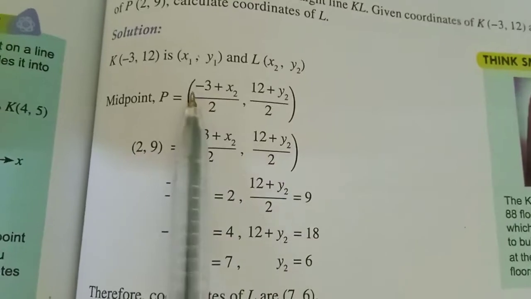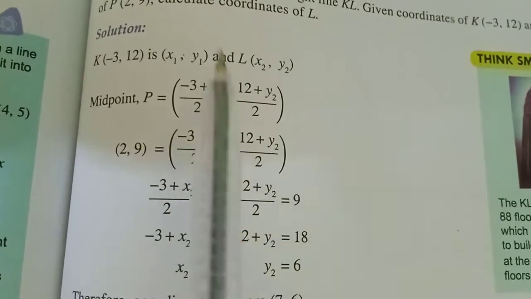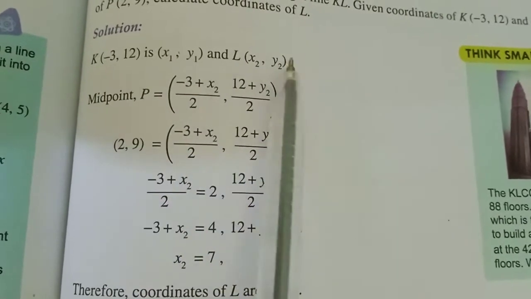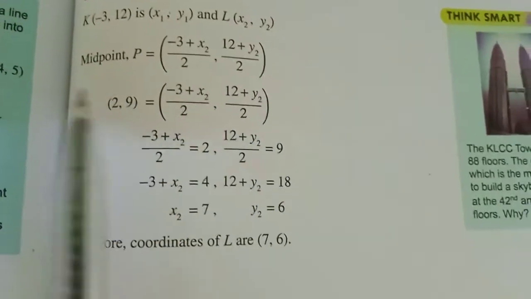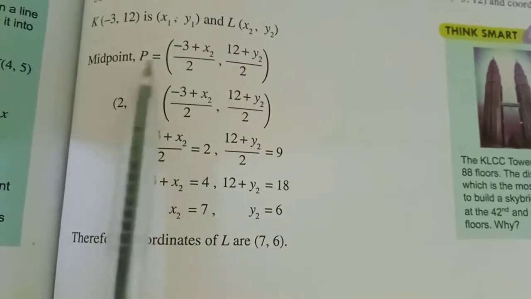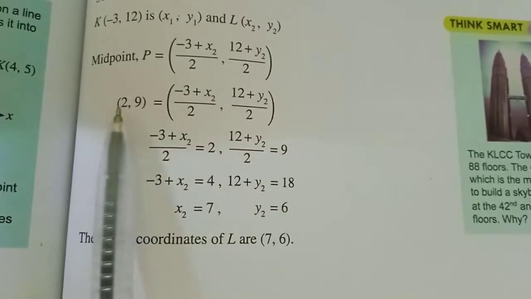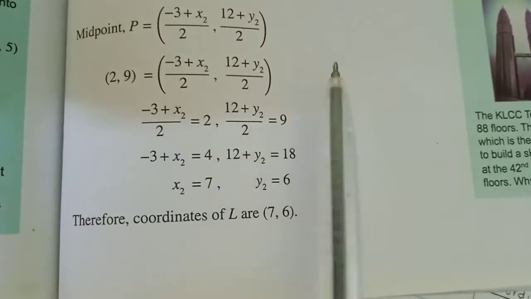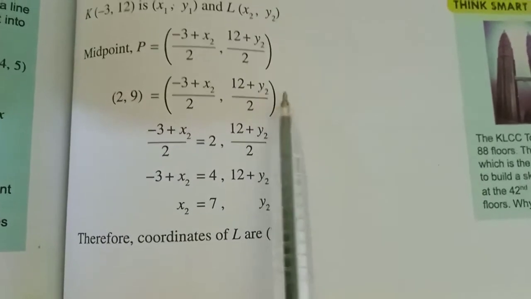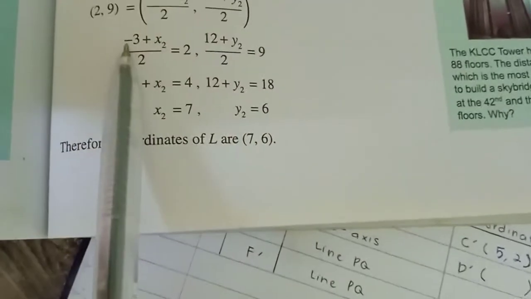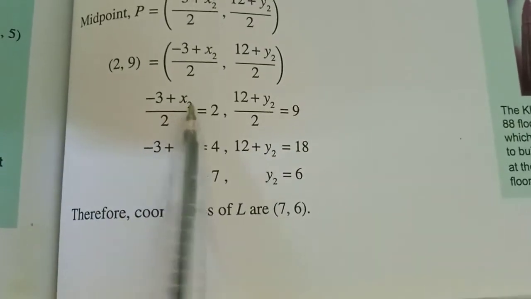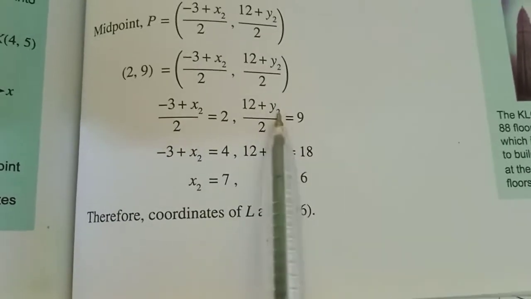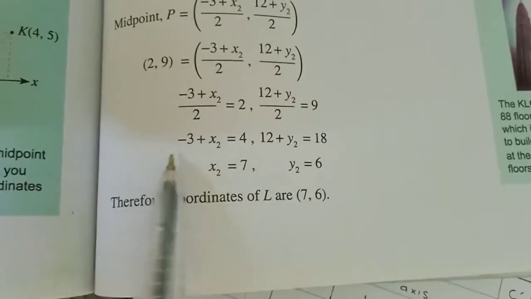Midpoint P: -3 plus x2 over 2, 12 plus y2 over 2. So the midpoint P is (2, 9). So (2, 9) equals (-3 plus x2 over 2, 12 plus y2 over 2). -3 plus x2 over 2 equals 2. 12 plus y2 over 2 equals 9.